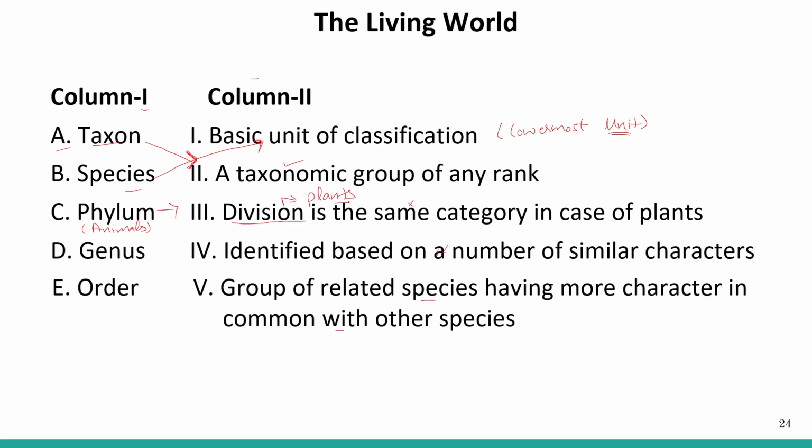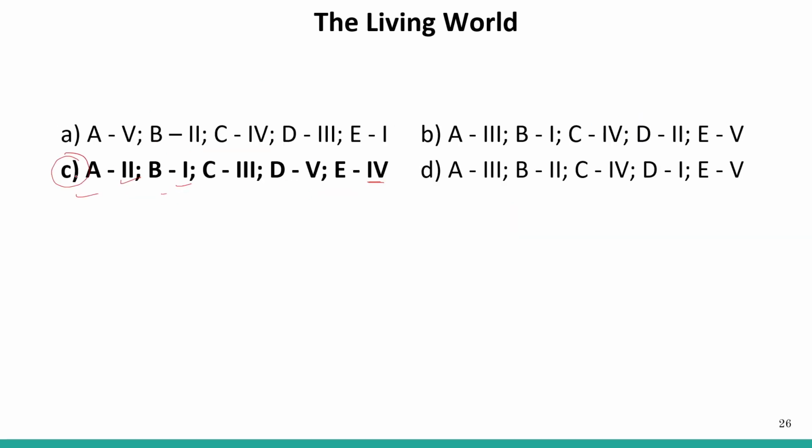Then genus. What is genus? Genus is the group of related species having more characters in common with other species, or you can say then other species. So genus should be this. Group of related species having more character. And what should be the order? Order is identified based on number of similar characters. Now again, we look back at the options. So correct answer is option C.